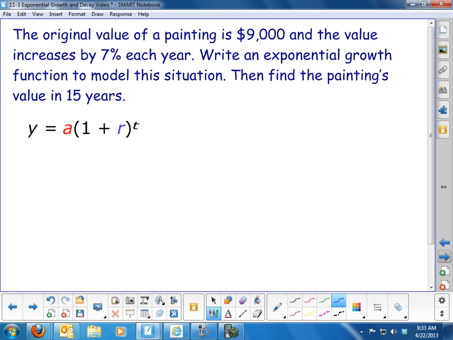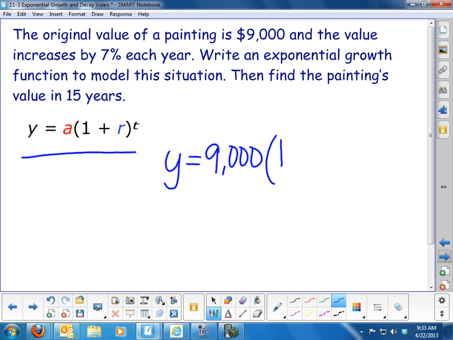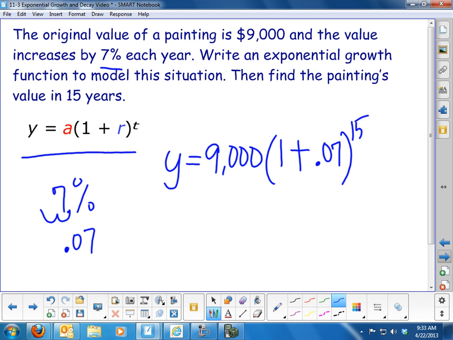So I'm going to use my formula here, y equals a times (1 plus r) to the t, and plug in what I know. I'm looking for the final amount that the painting's worth, so I'm looking for y. A, my original amount, is $9,000. And then in parentheses, I always have 1 plus my rate. My rate is 7%, but 7% as a decimal, move the decimal 2 places to the left, would be 0.07. So I write 1 plus 0.07 raised to the t. The t is the time, which in my case is 15.